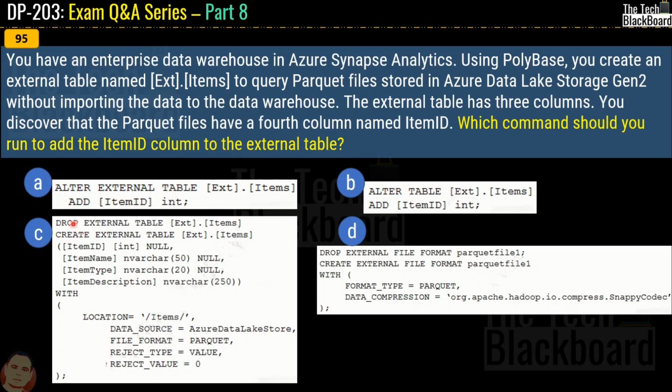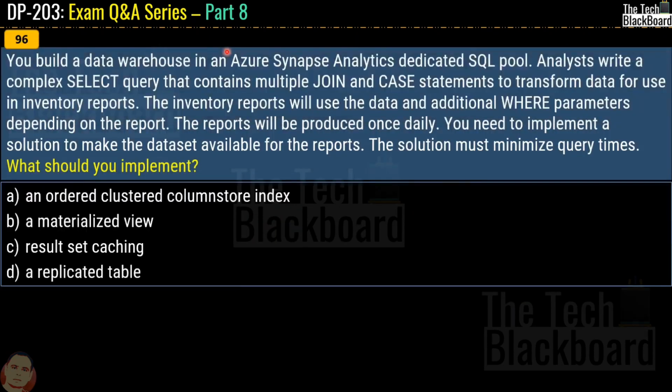And then we have this big command which says that first you drop the external table and then you create the external table with the old columns and the new column as well. Or should you go for this command which gives you drop external table format parquet file 1 and then you create using this command? The correct answer for this question is command C. And as I just mentioned, first you have to drop the external table and then you have to create the external table with the new column as well as the existing columns. Now let's move on with question number 96.